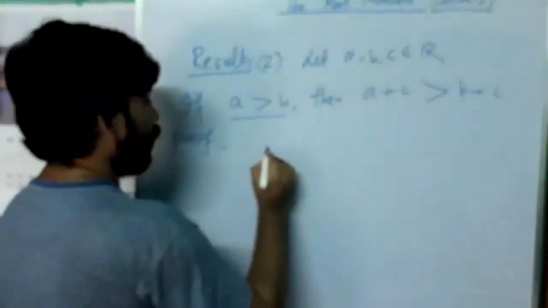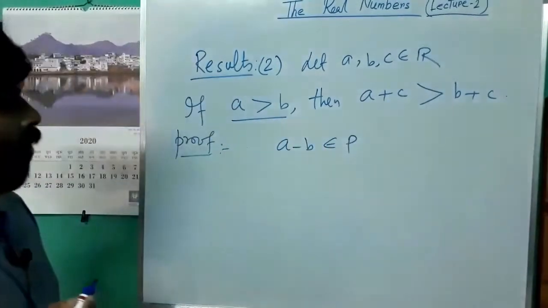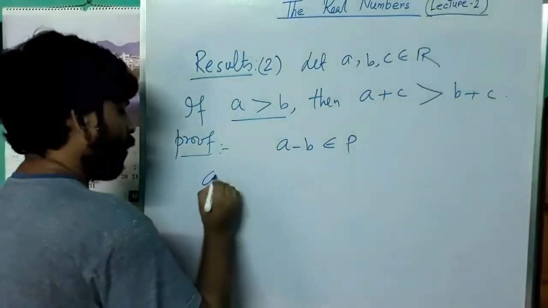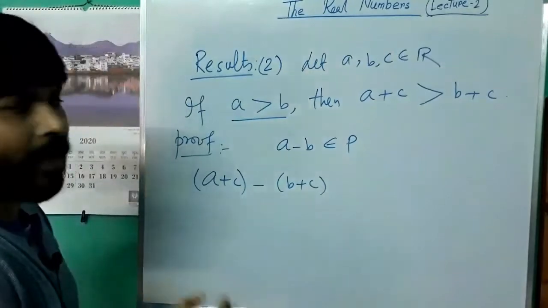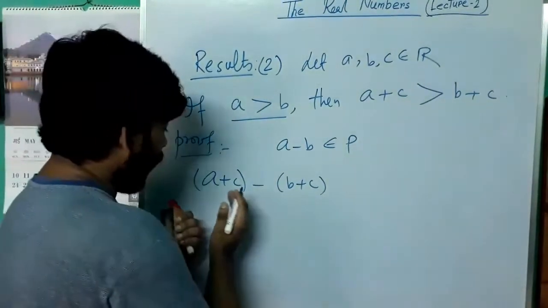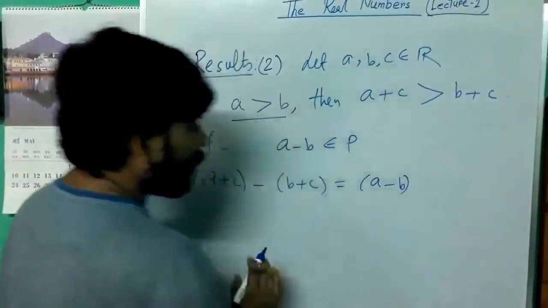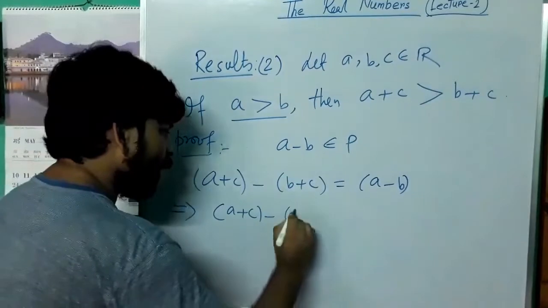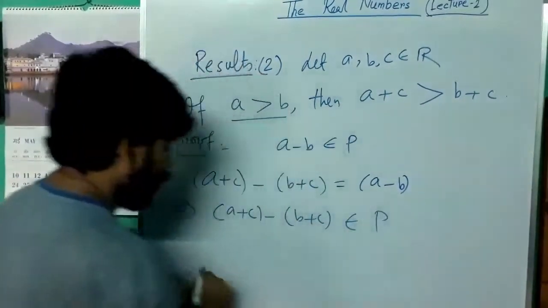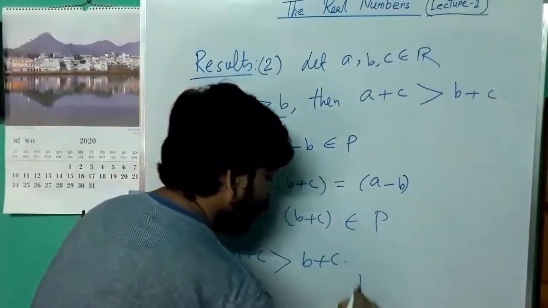Given A is strictly greater than B, that means A minus B is in P. Now using algebraic properties of R, we can write A plus C minus B plus C equal to A minus B. Since A minus B is inside P, A plus C minus B plus C is in P, and this implies A plus C is strictly greater than B plus C. This completes the proof.